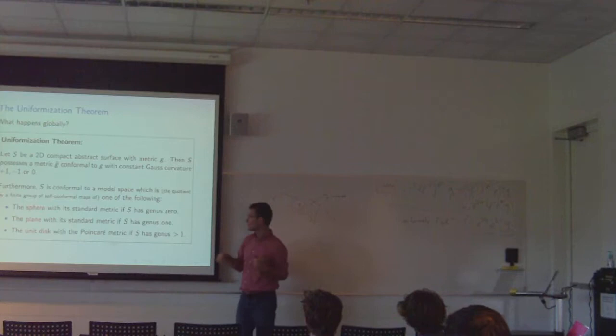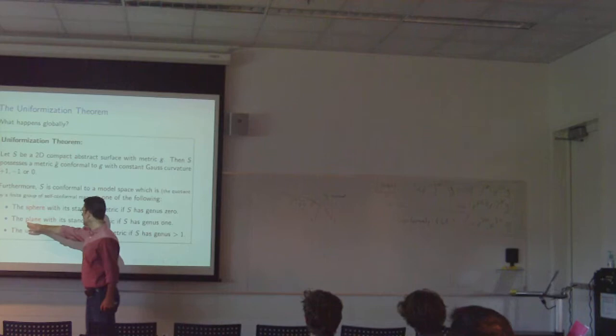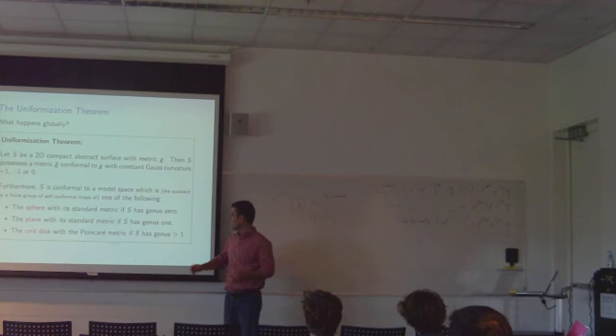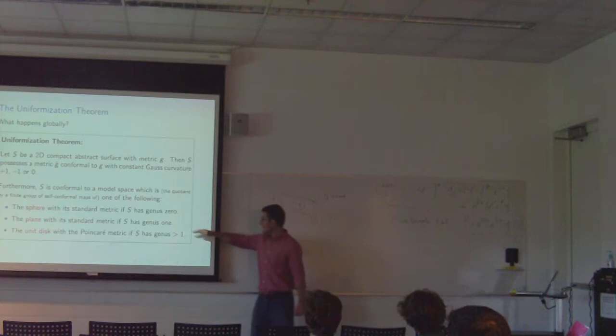In the case of curvature zero, you're conformal to the plane, I mean globally conformal to the plane. This was just local conformal before. Globally conformal to the plane with the standard Euclidean metric. And that occurs in the genus one case. I'll explain that also later.